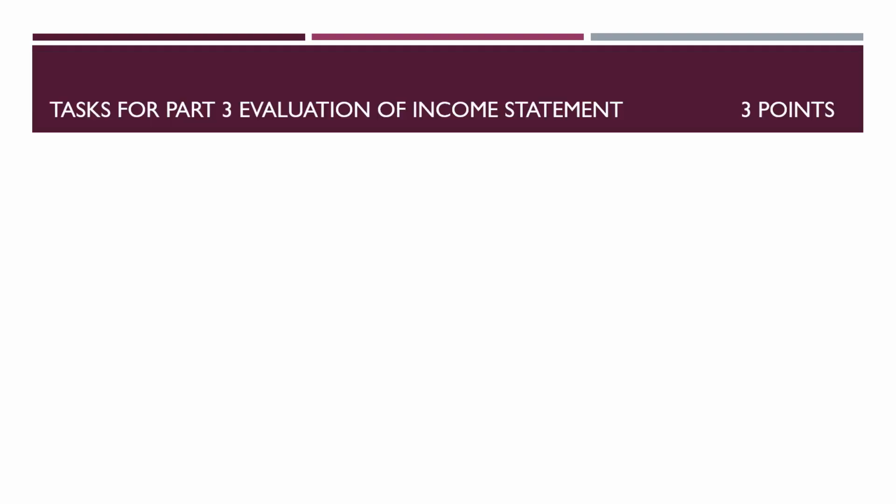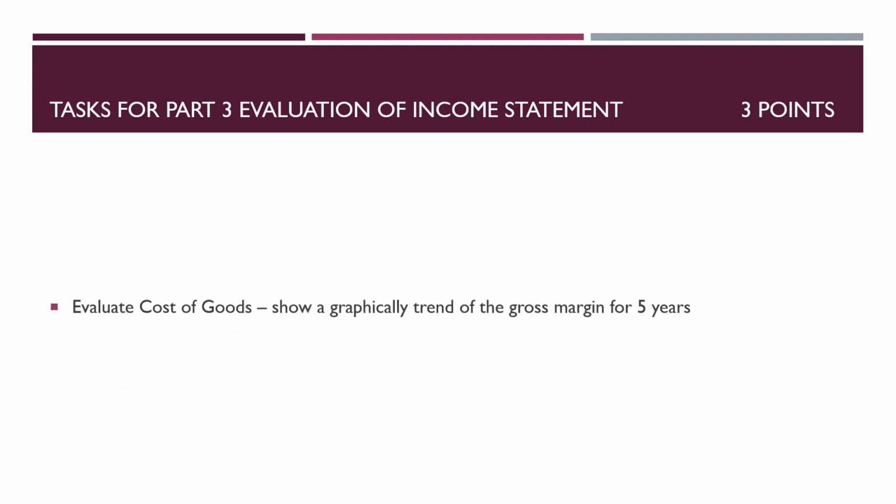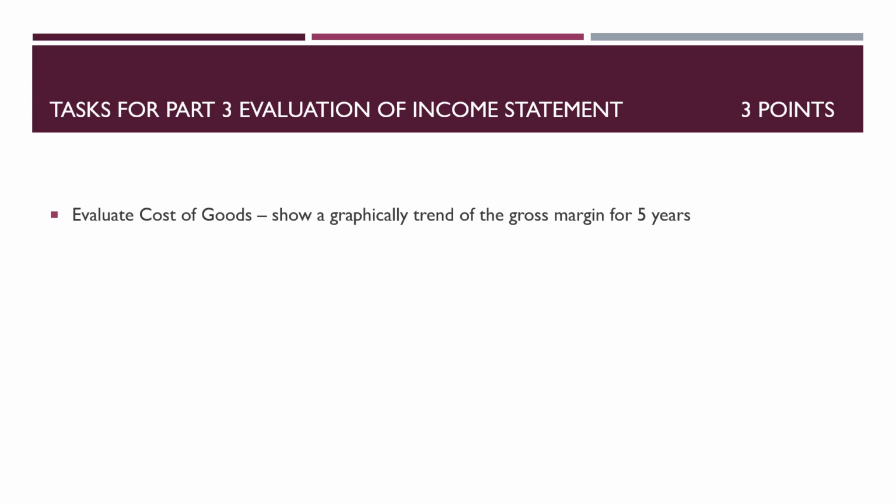Continuing on, once you do sales, we're going to move on to the rest of the income statement. That's worth 3 points, because once you understand the sales, everything else flows from there. So you're going to evaluate cost of goods sold. Graph the trend of the gross margin for 5 years and compare it to the industry. You're going to find there's some industry data provided out there for you to use. Comment and explain any variances in the trend.